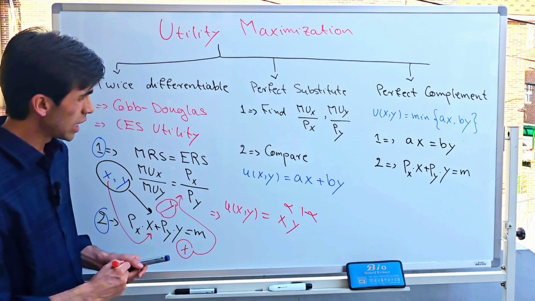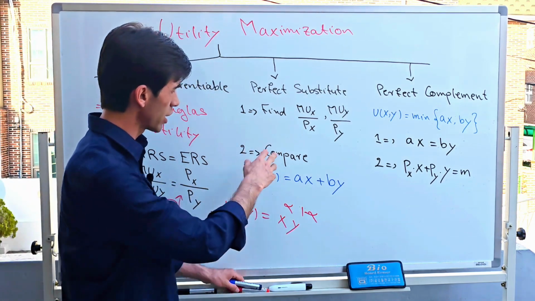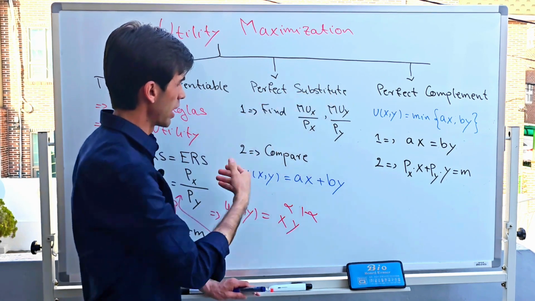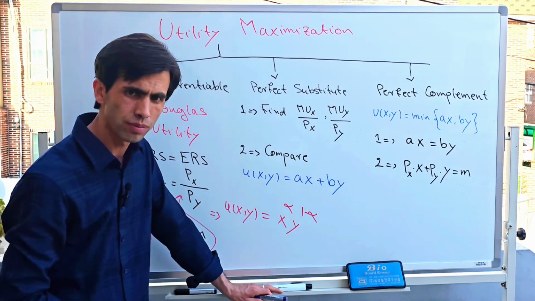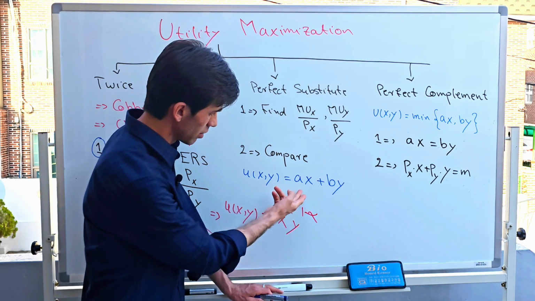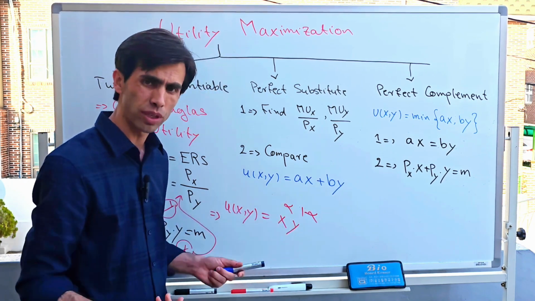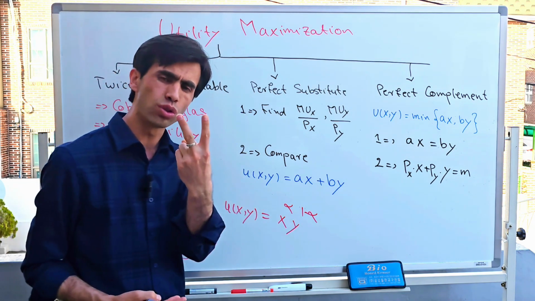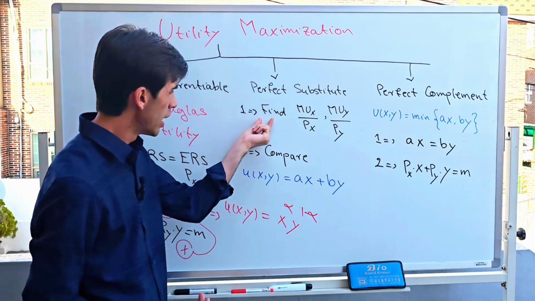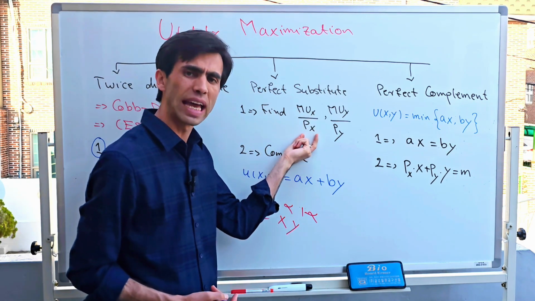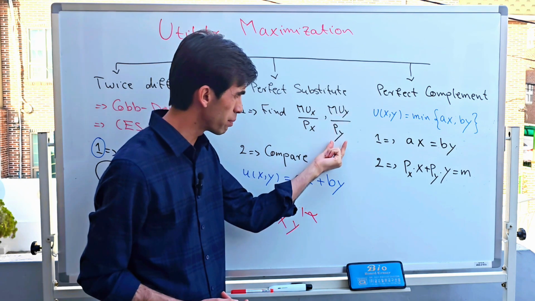So now, let's move on to the second type of utility function, which is just one-time differentiable, like an example of perfect substitutes. If you have a utility function of perfect substitutes, which is just x plus y, what will be the optimization process? We have, again, two steps. The first step is to find the marginal utility per dollar of x and the marginal utility per dollar of y.